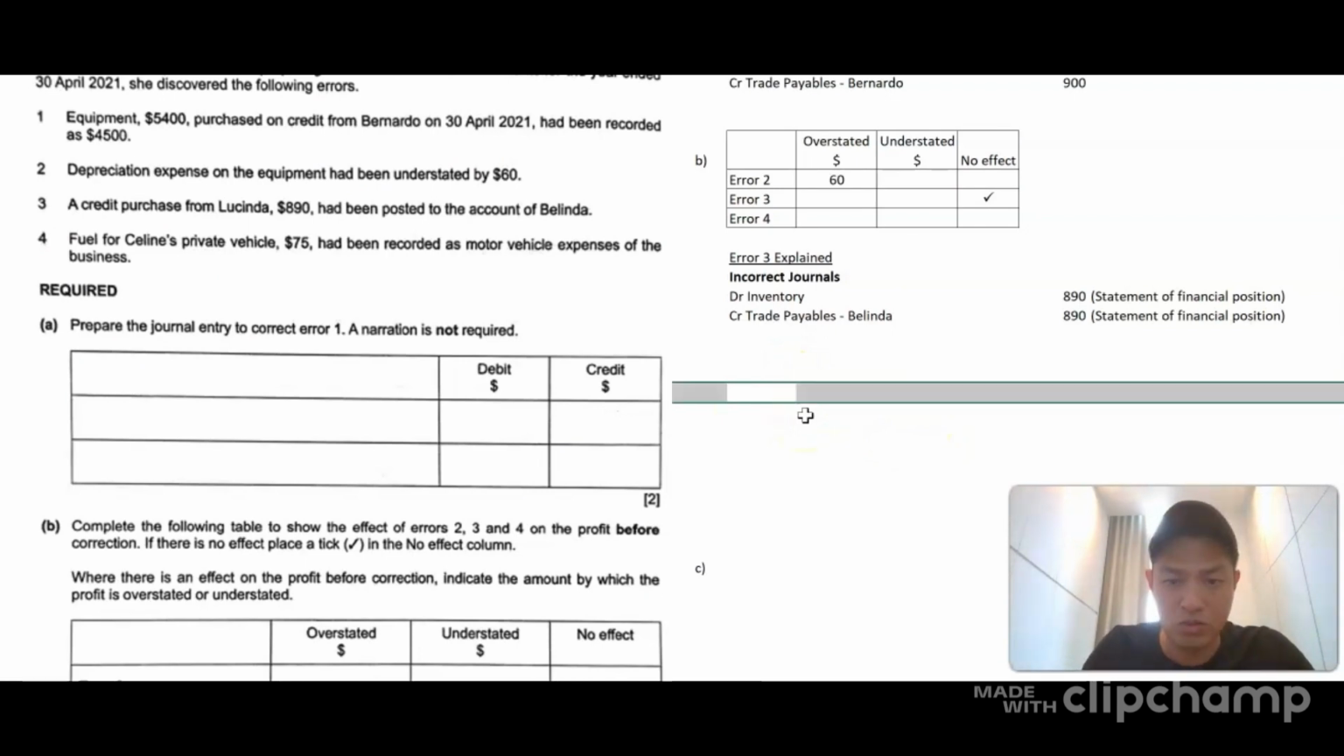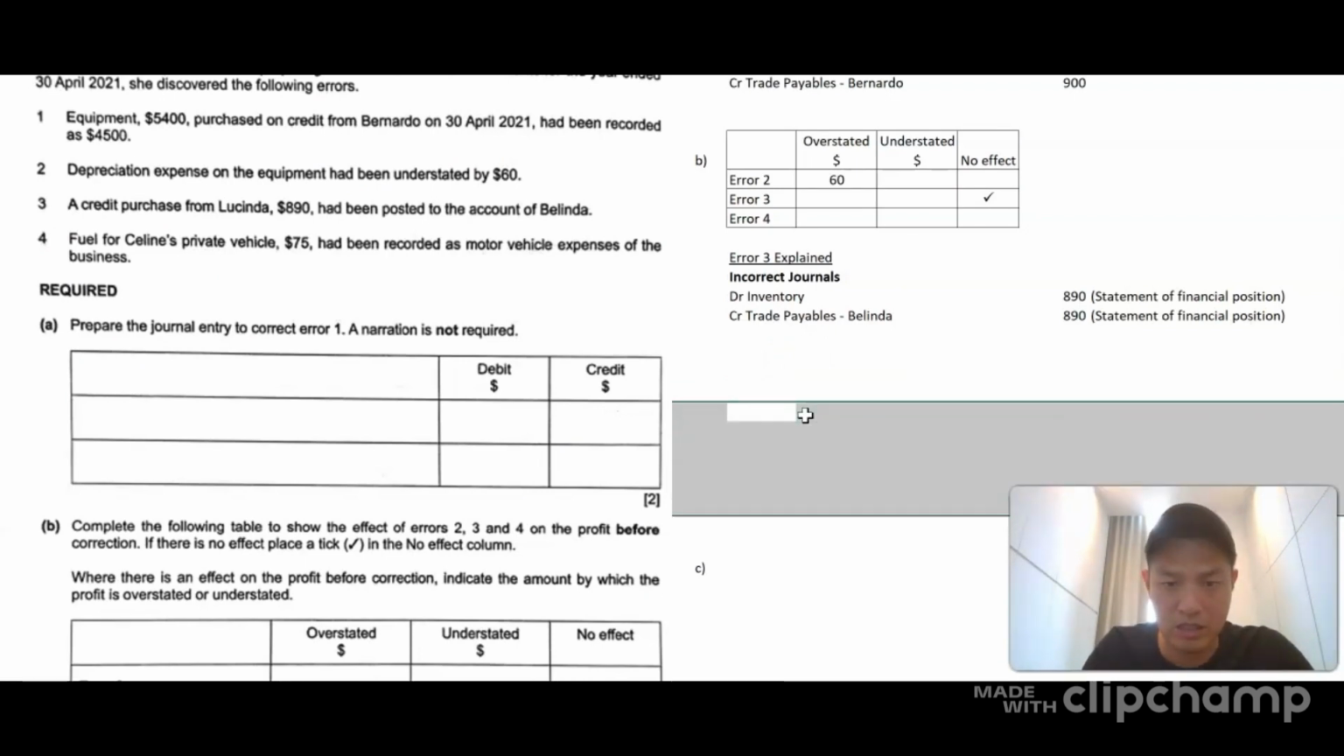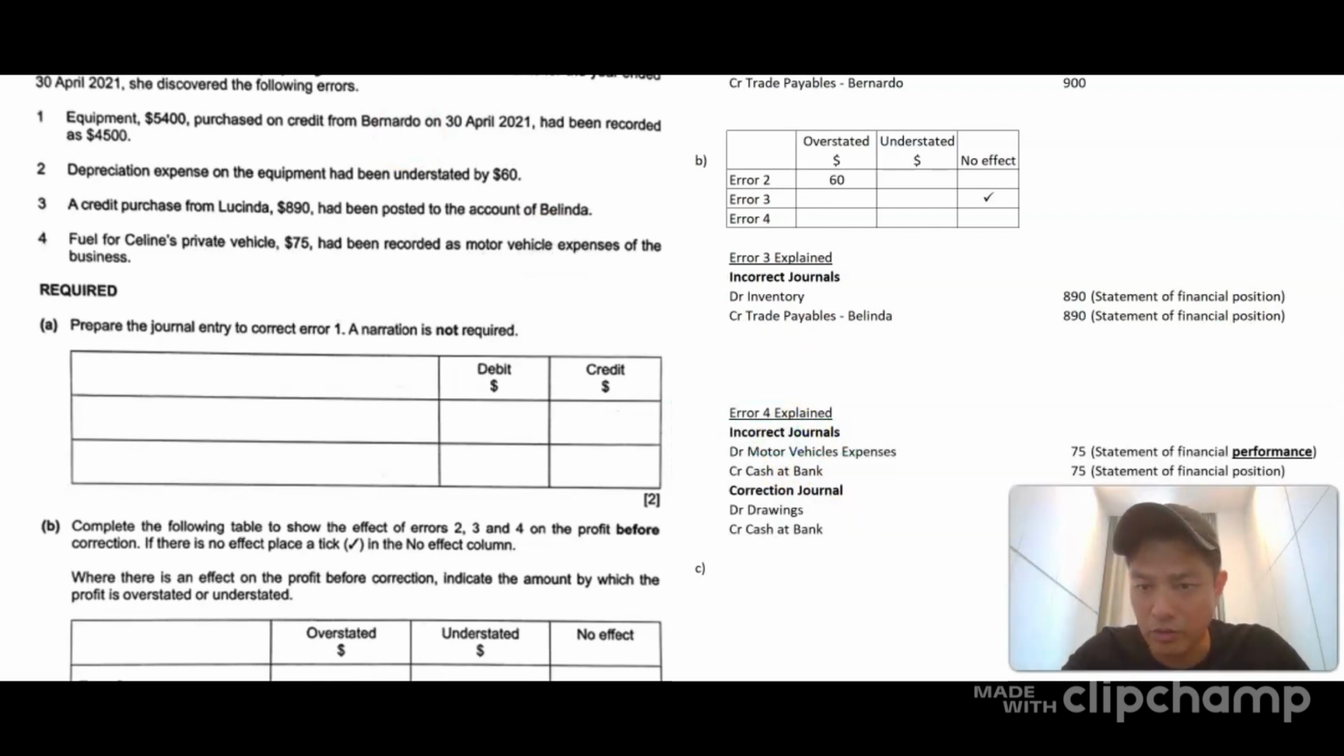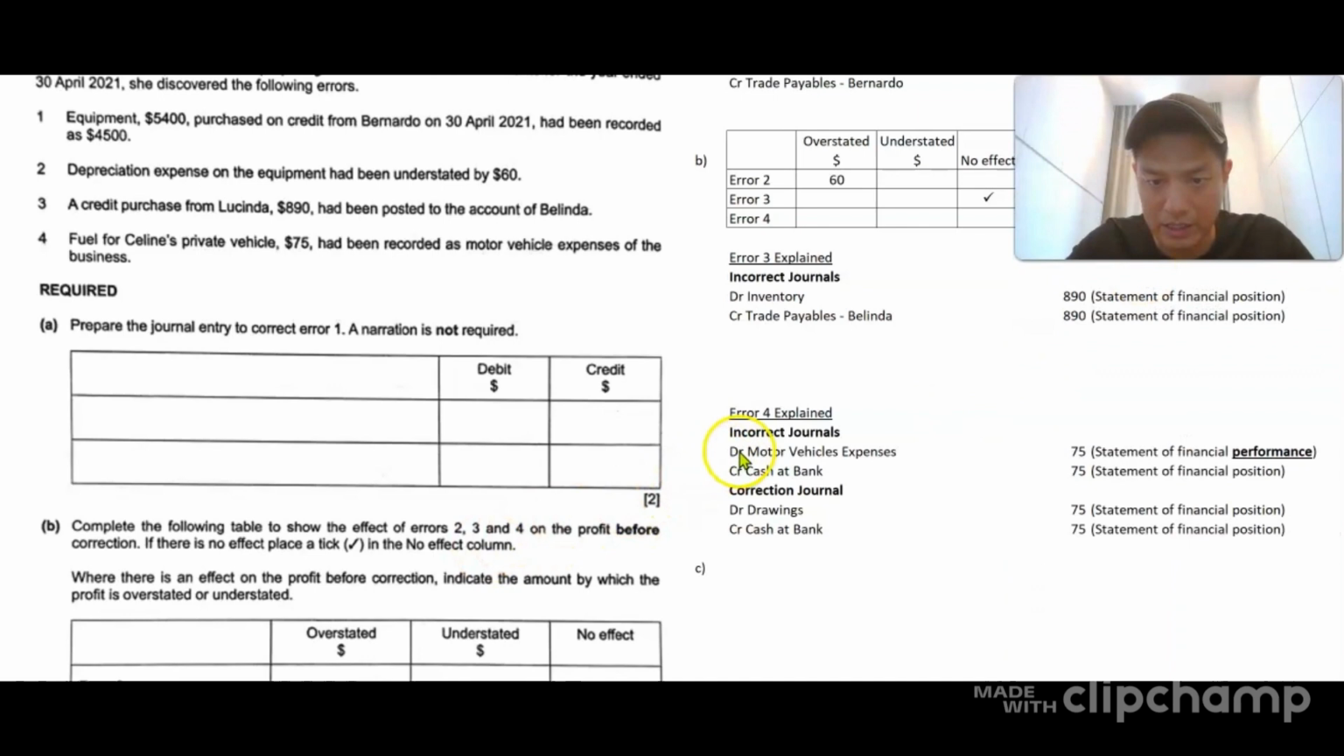Let's see what I prepared here. So the incorrect journal for this was they debited motor vehicle expense account and credited cash at bank. Now they should have debited drawings and credited cash at bank instead. So you would see that this incorrect journal, this is not the correction journal, this is the correct journal. Okay, so this was wrong, right?